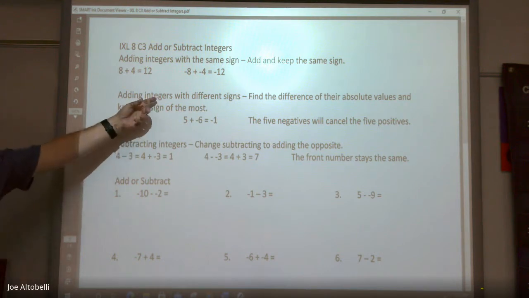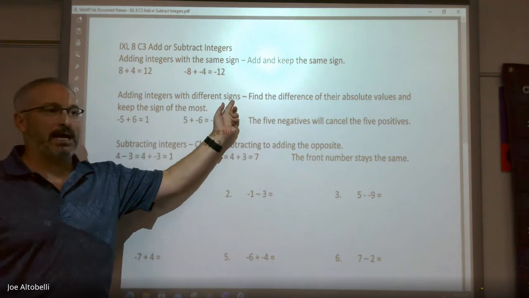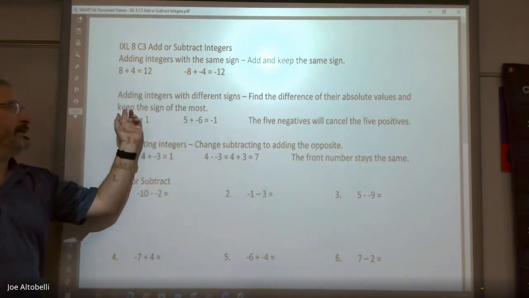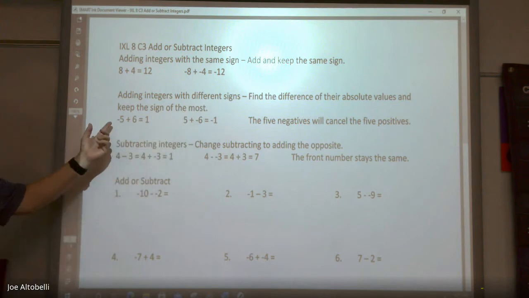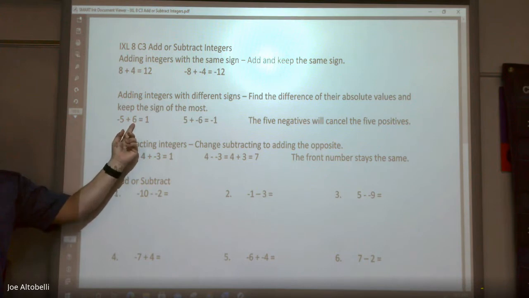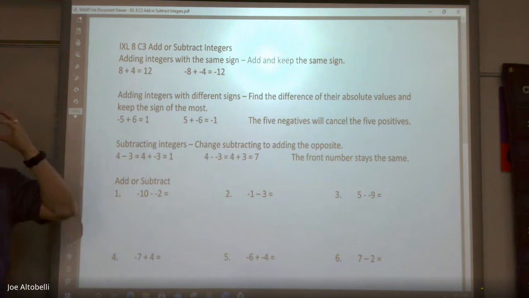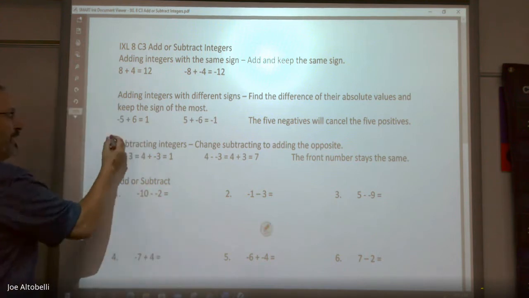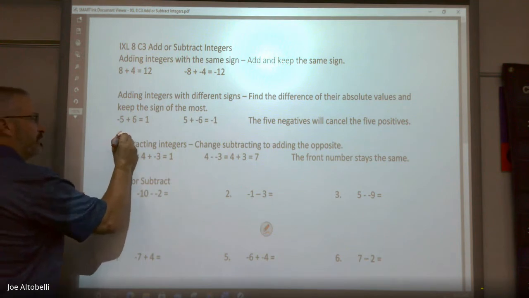Adding integers with different signs. You're going to find the difference in their absolute values and keep the sign of the most. So basically what you're going to do in your mind is cancel the 5 negatives with the 5 positives, and it leaves you with 1 left over, right? What you're really doing in your mind is the absolute value of these, and you're doing 6.